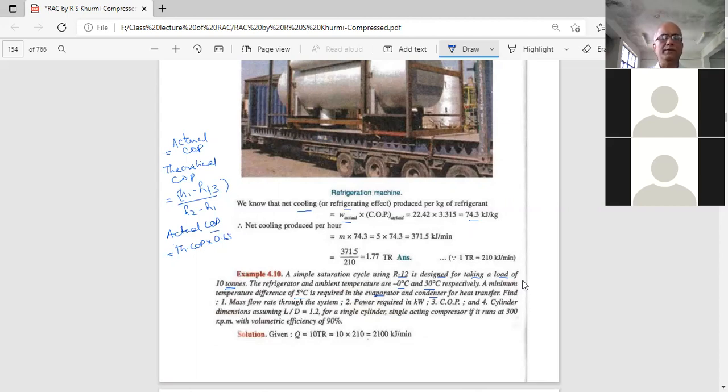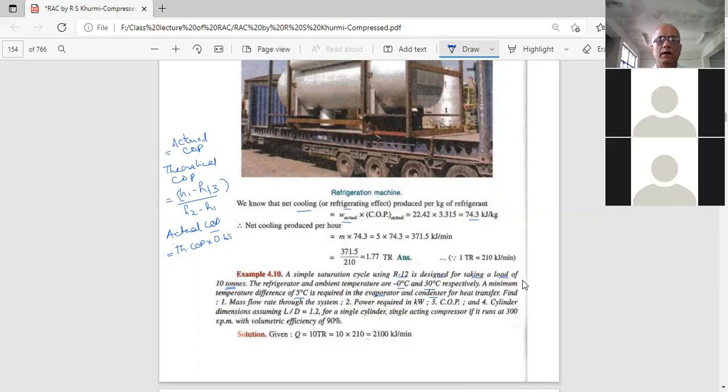What this means is at least 5 degrees centigrade is required for the condenser to release its heat to the atmosphere, which means the condenser, which works in an isothermal process, should operate at a temperature 5 degrees centigrade higher than the ambient temperature. So the ambient temperature is given as 30 degrees, and the condenser temperature should be around 35 degrees centigrade.